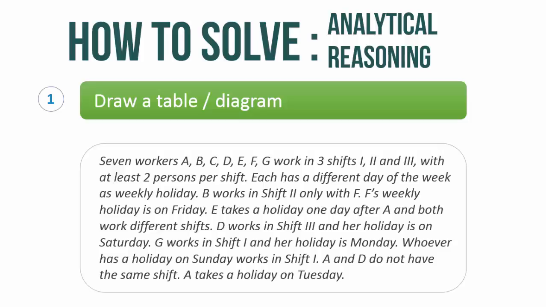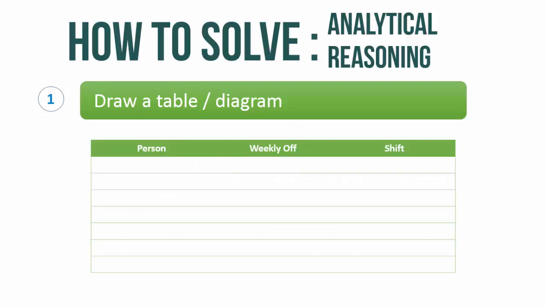Step 1 is to draw a table or a diagram and represent this given information in the paragraph into that table. So we have to arrange the information of the 7 people, figure out what the weekly off is for each of those 7 people and what shift they work in. So we draw a table with 3 columns and 7 rows. That is person, person's weekly off, and the person's shift.